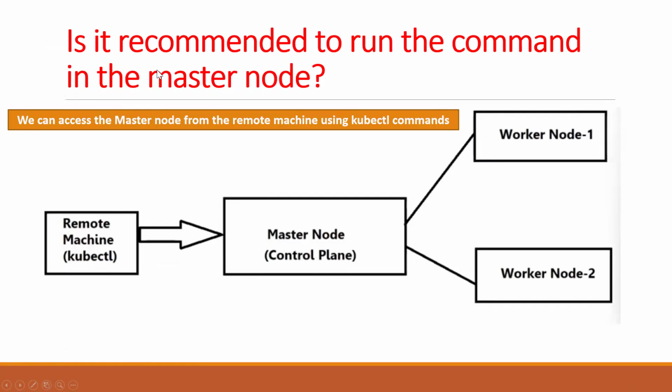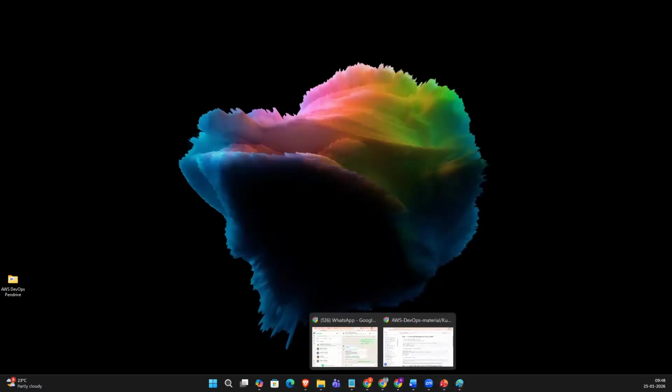Nothing to worry about. It is recommended to run the commands in the master node. We can access the master node from a remote machine using kubectl. You can create one node and access this Kubernetes. A kube config file will be placed in our remote machine. We can communicate with each other through the kube config file. So what is a kube config?